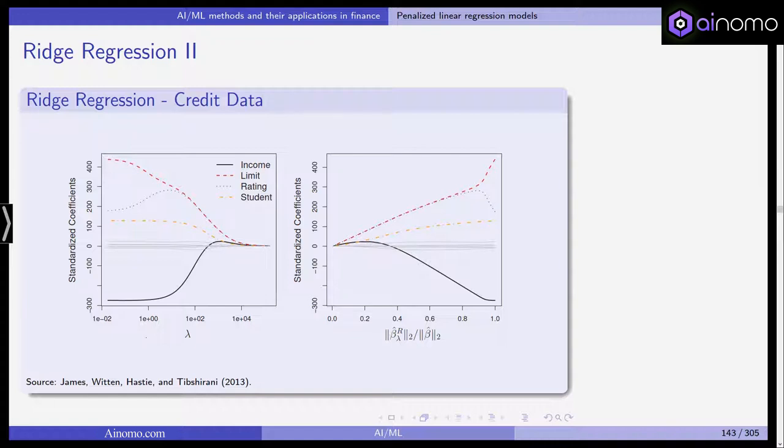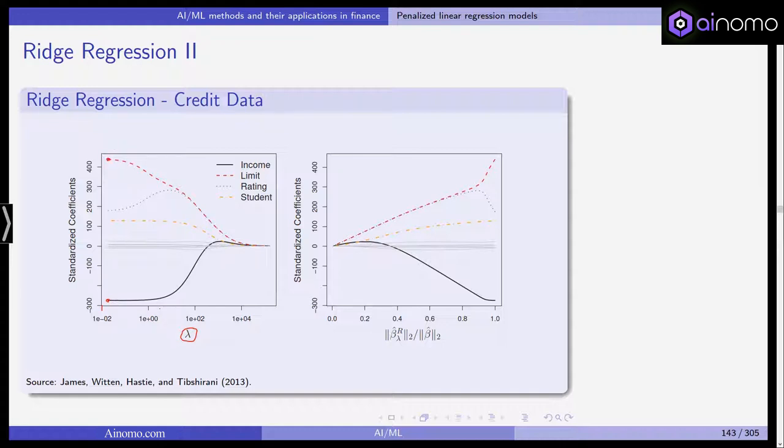To see how this works, we can have a look at this plot of different coefficients for different lambdas. On the left hand side you can see lambda on the x-axis and the standardized coefficients for variables like income, limit, rating and student. You remember these were predictors used to predict the balance on your credit card, and we're using the credit data from the James, Witten, Hastie and Tibshirani textbook. As you can see, if we start out here with lambda being close to 0, those should be the OLS coefficients for those predictors.